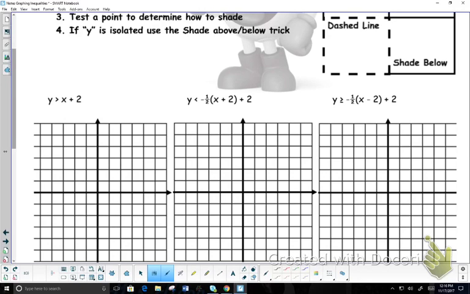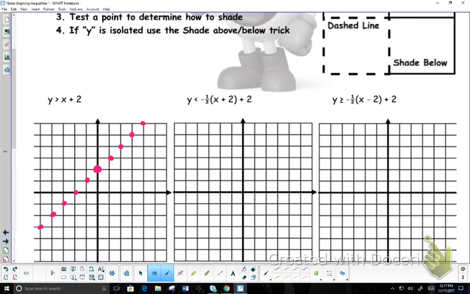Looking at this and completely ignoring the sign, how could I graph a point? 2. What would I do with 2? So that's my y-intercept, so I'm going to place a 2 right there. They also gave me a slope. What's the slope? 1. So what would I do from my 2? Go up 1. And I could repeat that process a little bit, so I get a nice straight line.